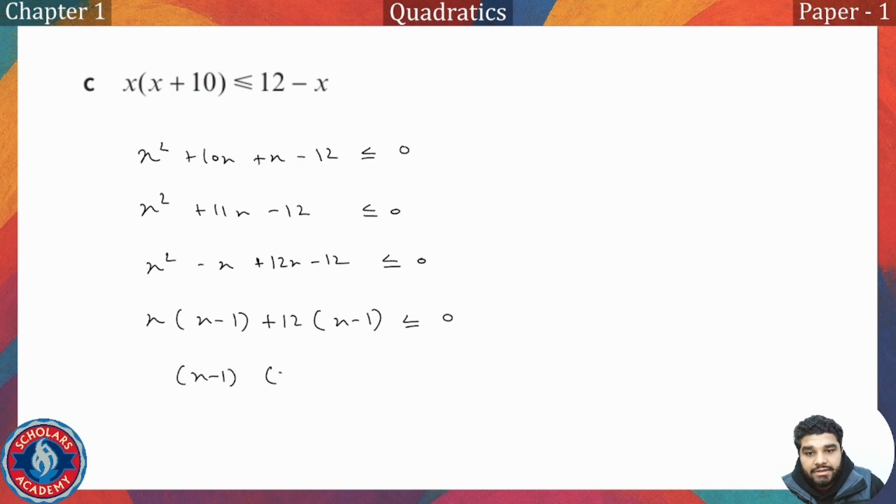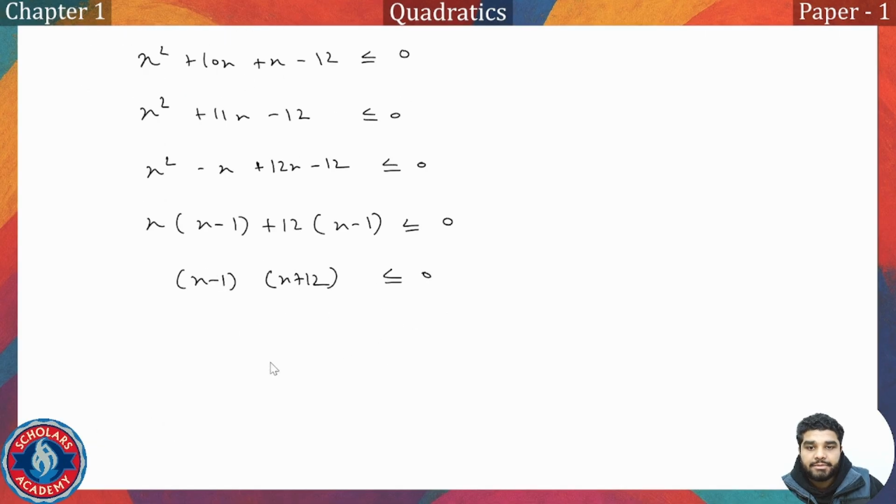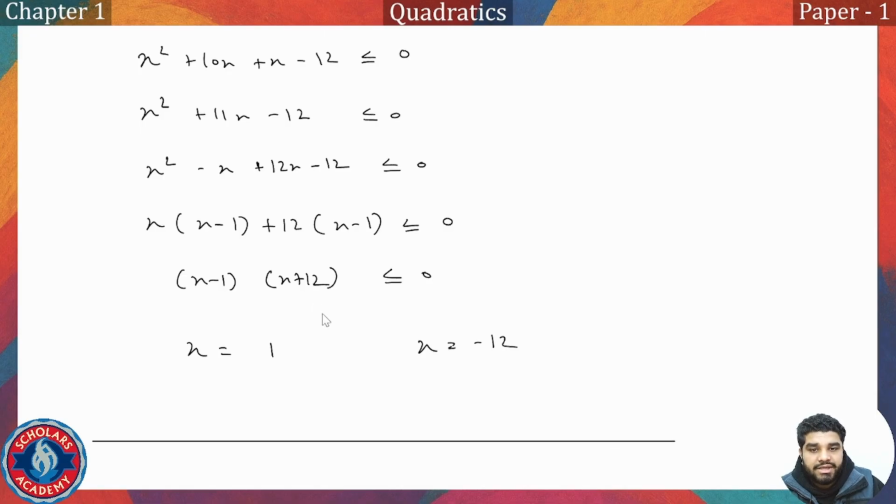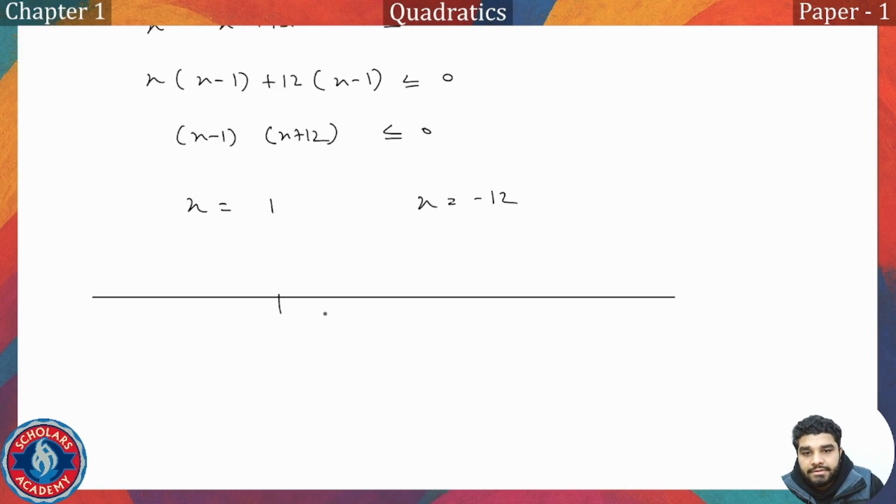So (x minus 1)(x plus 12) is less than or equal to 0. From here, the zeros of this quadratic equation are when x is equal to 1 and x is equal to negative 12. So these zeros break the real line into three intervals. So negative 12 and 1. We'll check these three intervals to see for which interval the value of this quadratic is less than or equal to 0. Equal to 0 will be at these zeros, but we need the interval where it is less than 0. So let's check.